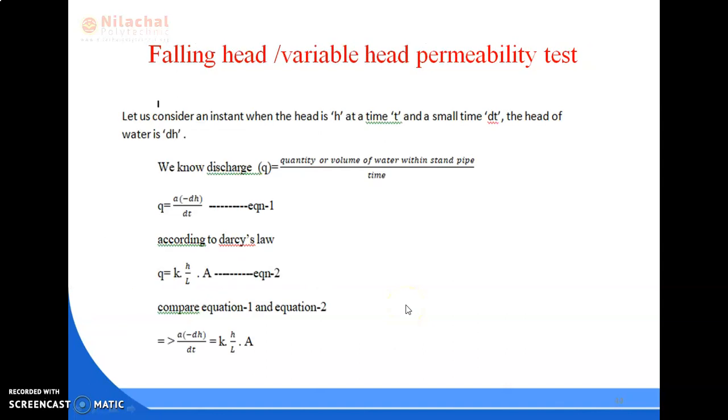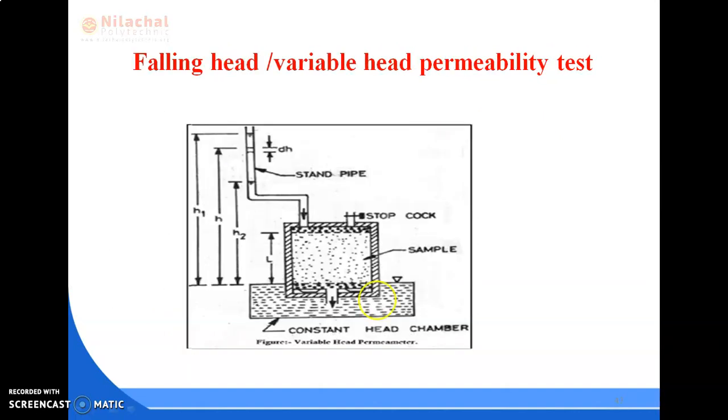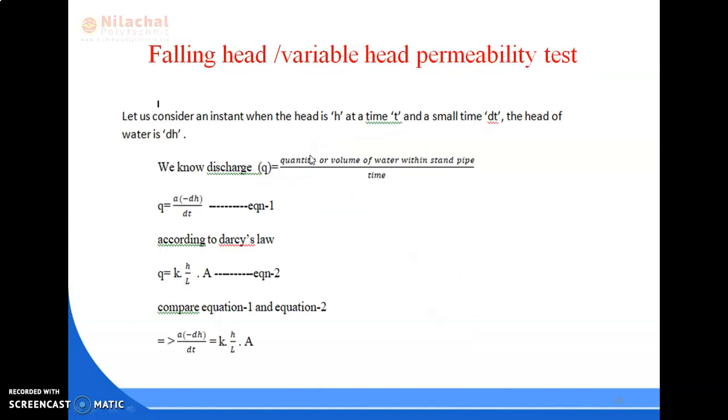So let us consider an instant when the head is h at a time t, and in a small time dt, the head of water changes by dh. We have already discussed this. Again I will show you: this is dh, the change in head over a small time, this is dt, and again the head of water h at a time t.